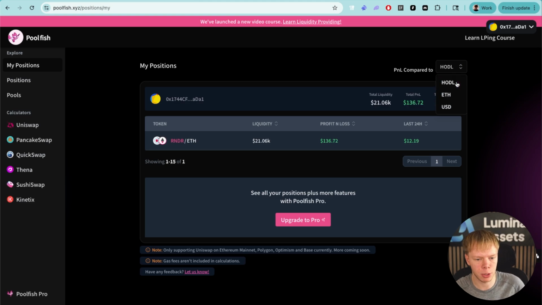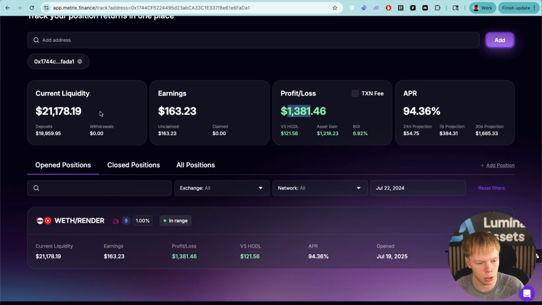PoolFish allows you to swap between HODL, Ethereum, and USD, whereas Metrix Finance has an intuitive interface that shows you all of them at the same time. It shows you your current liquidity, how much you deposited / withdrew so far of your open positions. It shows you earnings, unclaimed and claimed. It shows you profit loss overall compared to USD. It shows you profit compared to hodling in the market.